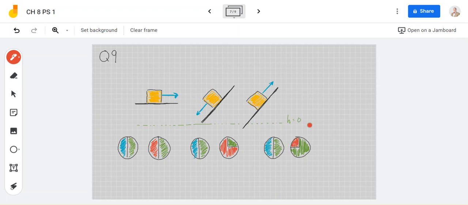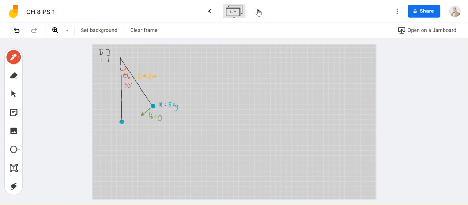And so, number 9, the question is, rank the situations according to the increase in thermal energy, greatest first. Well, if you look, this one gained the most thermal energy, then this one a little less, and this one the least amount. All right.